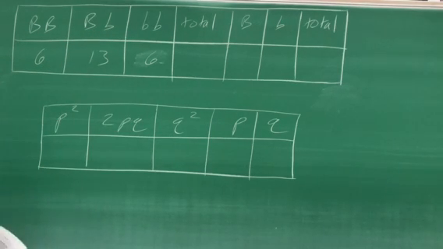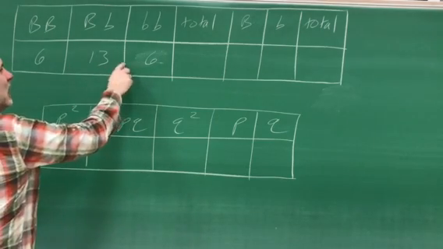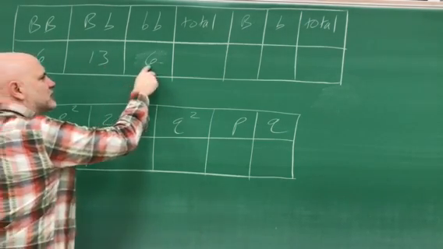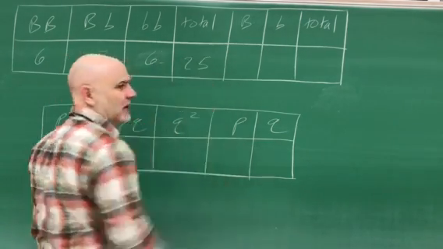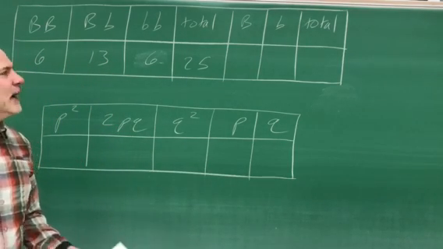All right? So our total here is 6 plus 13 is 19, plus 6 more is 25. And so that's what you should have, because you put in 50 beans, right?